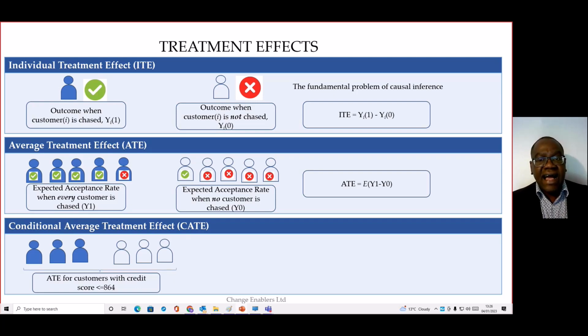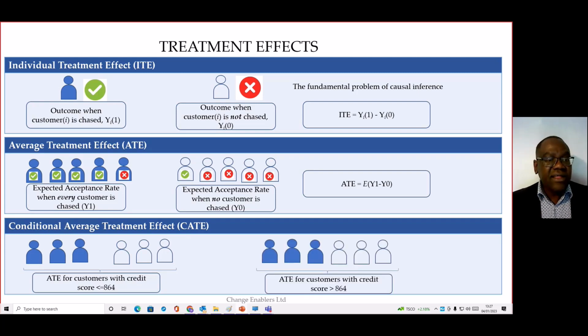So here we calculate the difference in treatment effect when we compare customers with a credit score below the median with those with a credit score above the median. And we may find that those with a lower credit score have a positive treatment effect, but those with a higher credit score have a negative treatment effect. This enables us to effectively target the right group of customers with this intervention. We'll discuss more on this in the next video when we discuss uplift modeling.